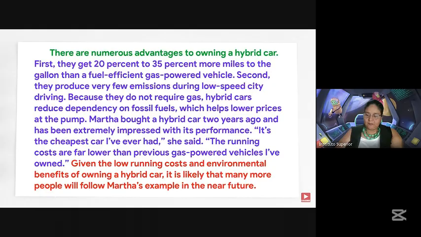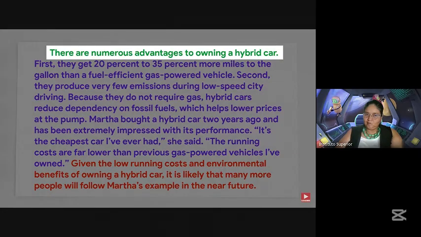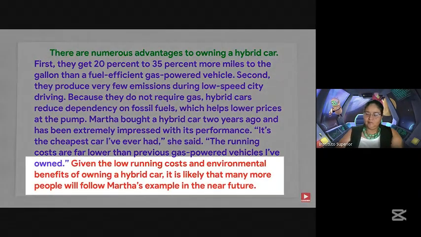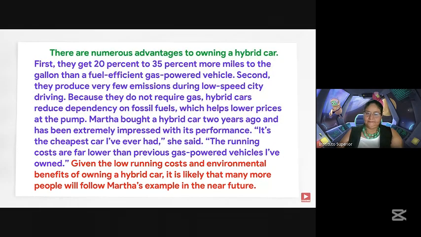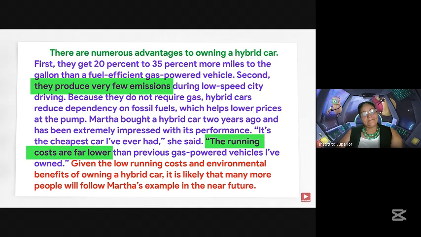Compare the topic sentence and concluding sentence from the previous example. There are numerous advantages to owning a hybrid car. Given the low running costs and environmental benefits of owning a hybrid car, it is likely that many more people will follow Martha's example in the near future. Notice the use of the synonyms advantages and benefits. The concluding sentence reiterates the idea that owning a hybrid is advantageous without using the same words. It also summarizes two examples of the advantages covered in the supporting sentences: low running costs and environmental benefits.